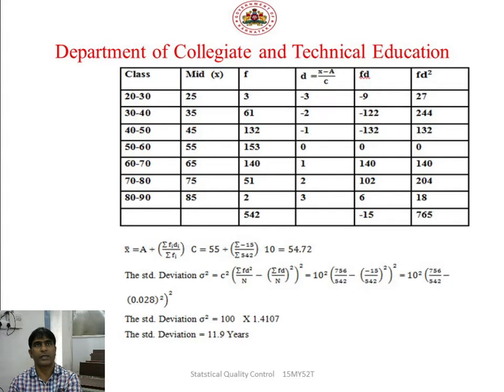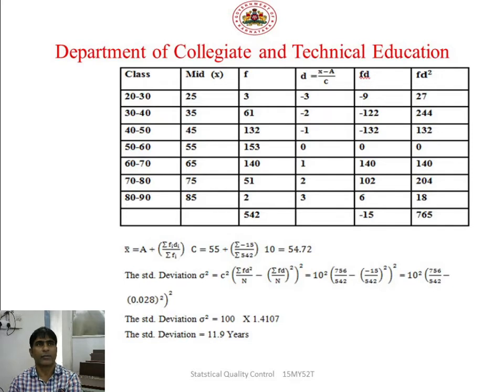Next, fd square, f into d square. Because in some values you are having negative values, when you square it, it will become positive. f into d square: first f is 3, 3 into d square, 3 square is 9, 3 into 9, we are getting 27. Like that, 244 and so on, you should calculate. The final total of fd is minus 15. The total of fd square is 765.